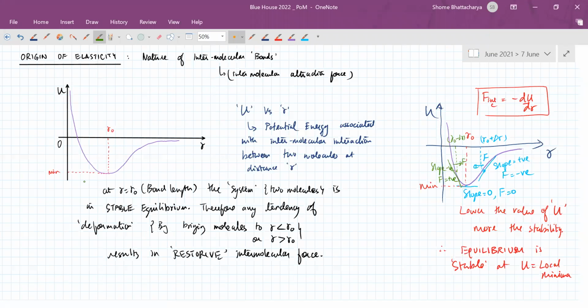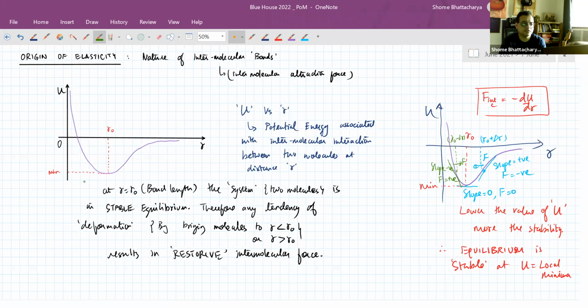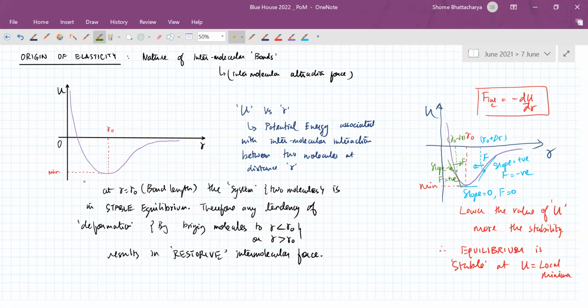So that's the thing: as r tends to infinity, U will tend to 0. And on the other side, you can see there's a vertical asymptote. As r tends to 0, U tends to infinity. So what that actually shows is that we can never actually bring the two molecules to 0 distance, because for that we need infinite energy.